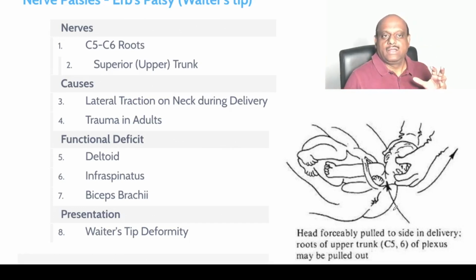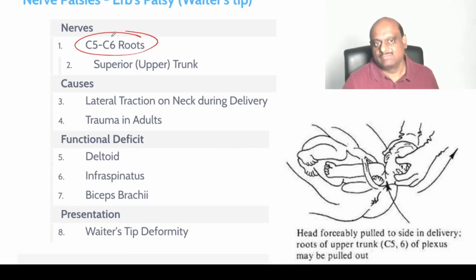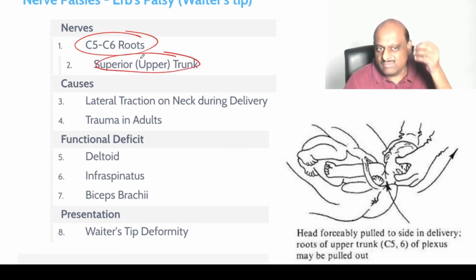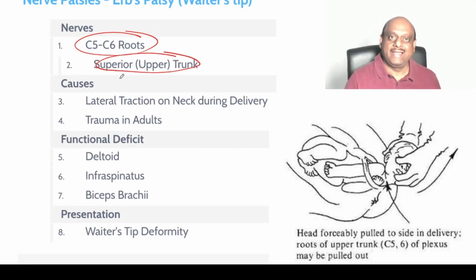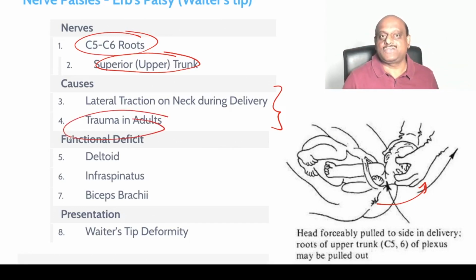Now, doctor, what are the 5 points you want to remember about Erb's palsy? C5, C6 root injury, that is the upper trunk injury, is the Erb's palsy. And what is the predisposing factor? Whenever there is a lateral traction of the neck during the time of delivery, and even trauma in the adults, typically it's responsible for the Erb's palsy. For example, if there is a football match, if the player happened to fall on his shoulder, then that is the trauma in the adults, can also lead to Erb's palsy.